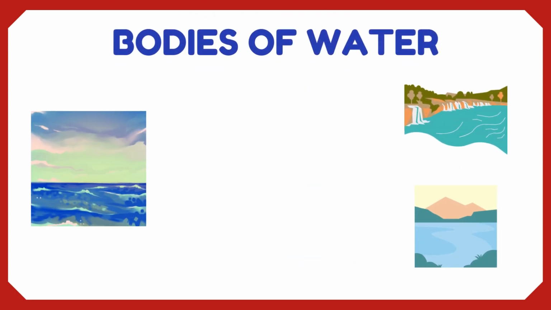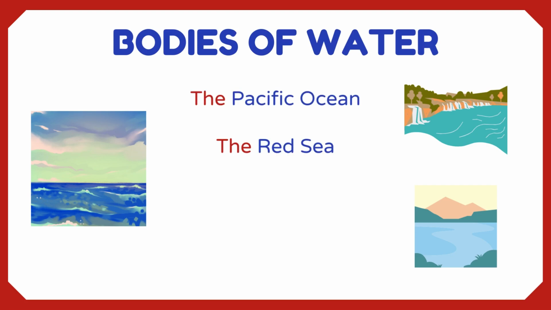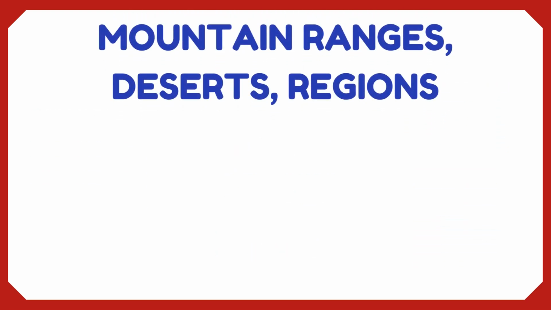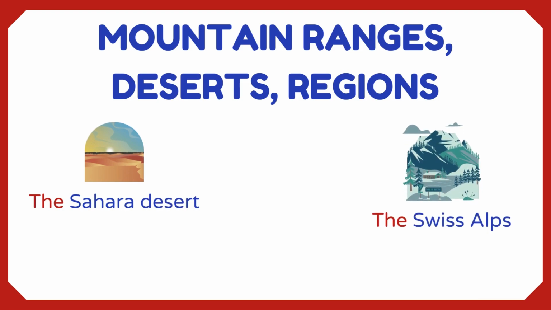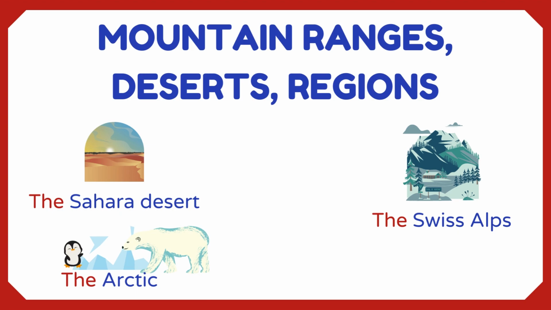For oceans, seas, and rivers, we use the: the Pacific Ocean, the Red Sea. For lakes and waterfalls, we don't use an article. Lake Victoria, Niagara Falls. For mountain ranges, deserts, and regions, we use the: the Sahara Desert, the Swiss Alps, the Arctic. For single mountains, we don't use the. We would just say Mount Everest.